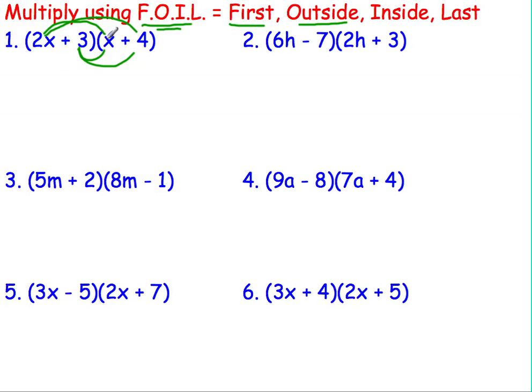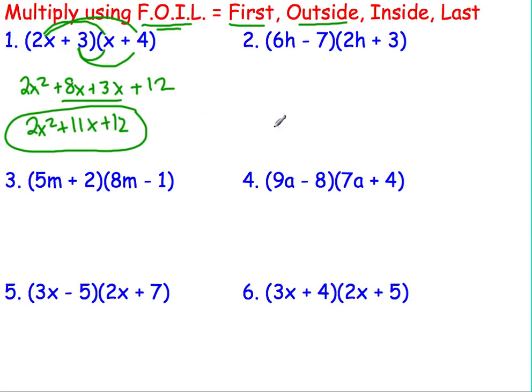So 2x times x, that'd be 2x squared. 2x times 4 gives us plus 8x. 3 times x is plus 3x. And 3 times 4 is 12. I'm not done yet because I need to combine like terms. So what I have is 2x squared plus 11x plus 12. And that'll be our final answer.